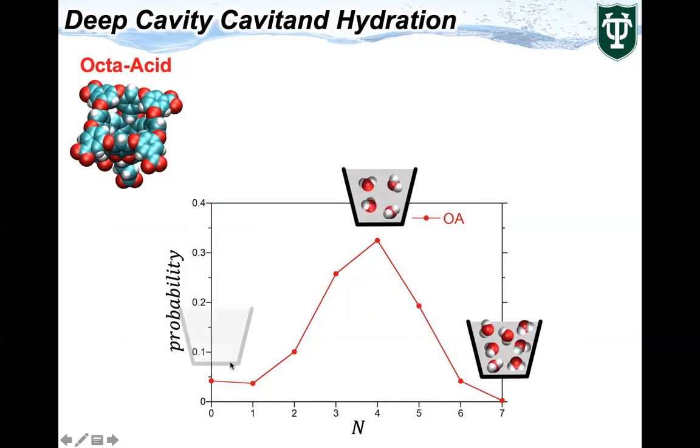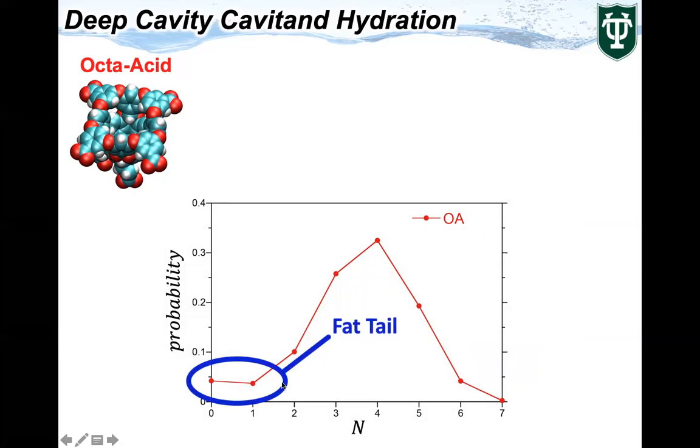And so you actually get this distribution, and it fluctuates on the order of about a picosecond to 2 picoseconds per time scale. But if you look down here at the low occupation probability, what you actually see is there's a lower probability of having 1 water molecule in than having 0 water molecules in. It's slightly less, and we refer to this as a fat tail.